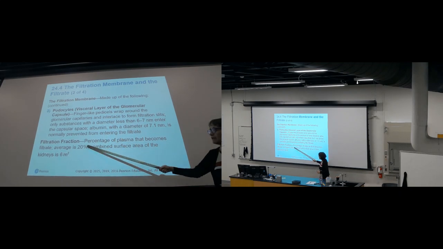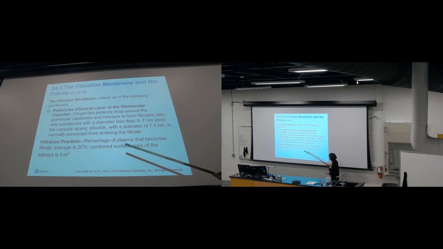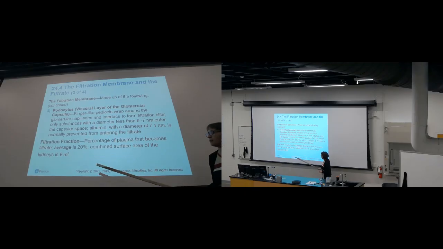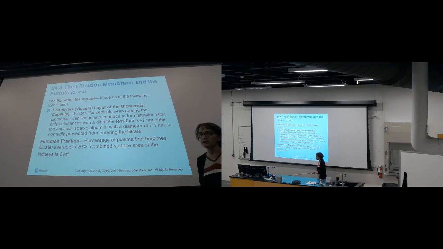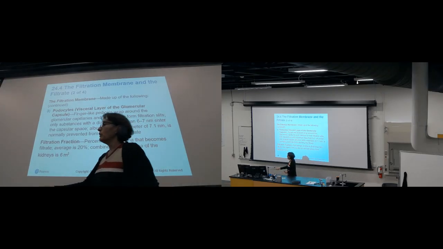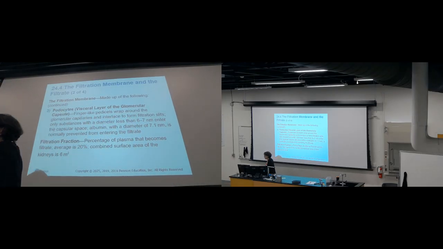And then the filtration fraction is the percentage of plasma that becomes the filtrate. The average is 20%, and the combined surface area of this filtration membrane is 6 square meters. So that's how we can filter a lot of blood, because 6 square meters is a lot of surface area.